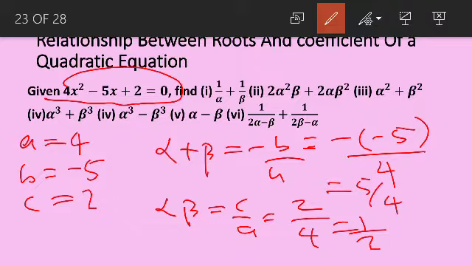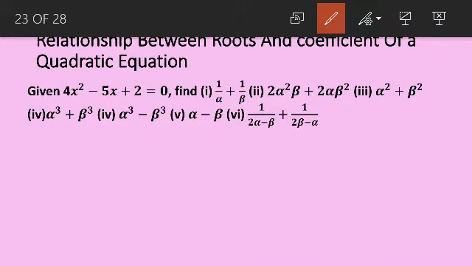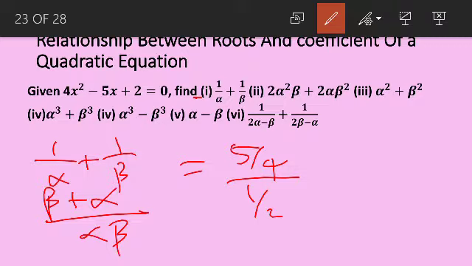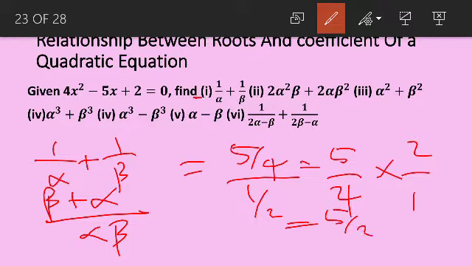So let's go ahead with finding the quantities. Let's start with the first one. We have 1 over alpha plus 1 over beta. We can start by finding the LCM, which is alpha beta. When we cancel out, you're going to get beta plus alpha, which is the same thing as alpha plus beta. Now remember, alpha plus beta is 5 over 4. So we have 5 over 4 divided by alpha beta, which is 1 over 2. That's going to give us 5 over 4 multiplied by 2 over 1, which finally is 5 over 2. So 1 over alpha plus 1 over beta is 5 over 2.